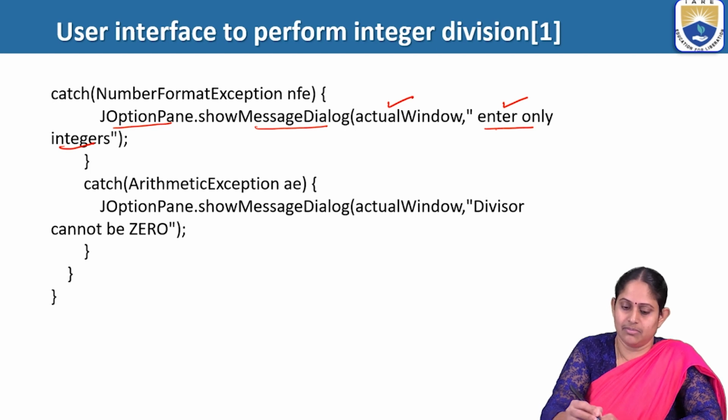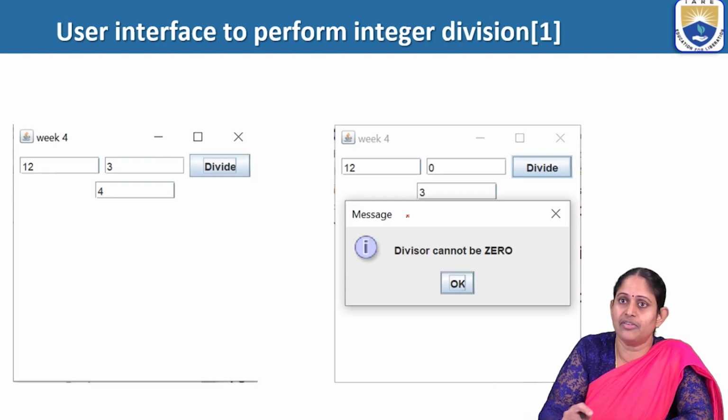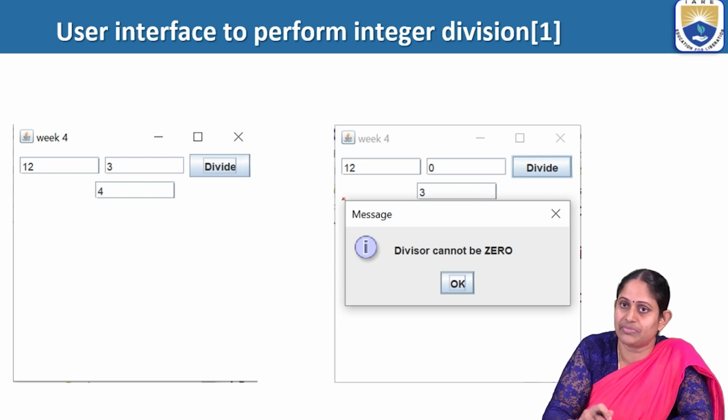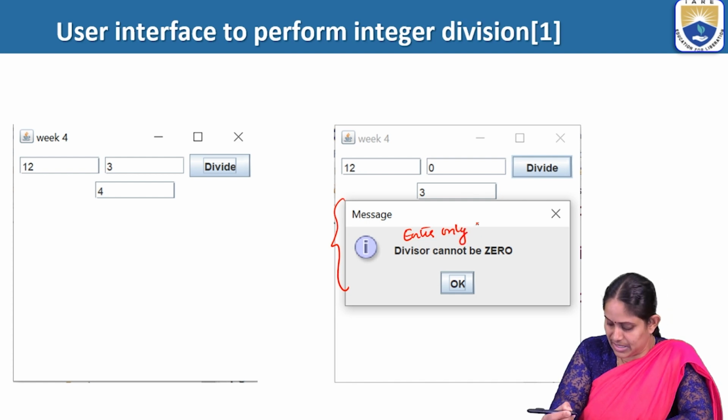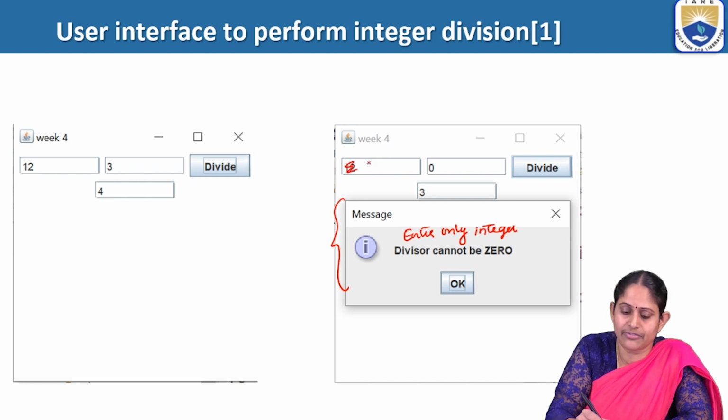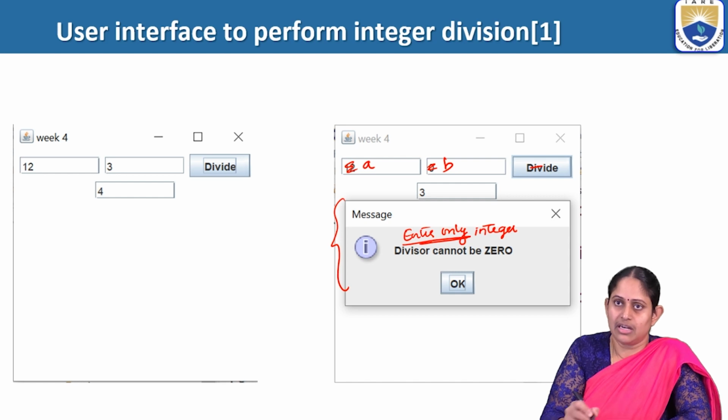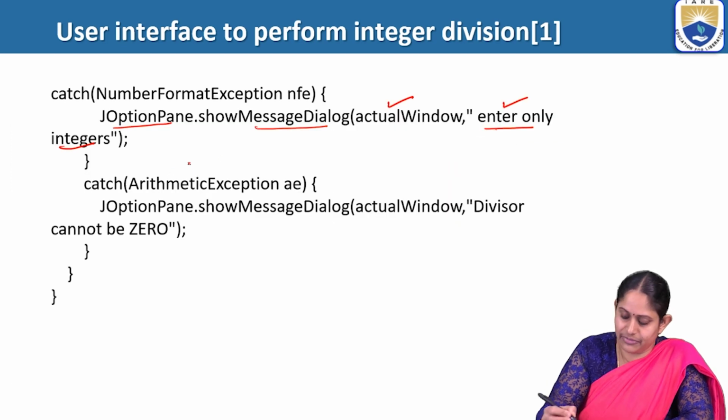So on the frame, in such cases we will get an error message like this, a dialog box like this, wherein it says enter only integers. In case we give, let's say, a or b here, and when we click the divide button, then the error message enter only integers will be displayed.